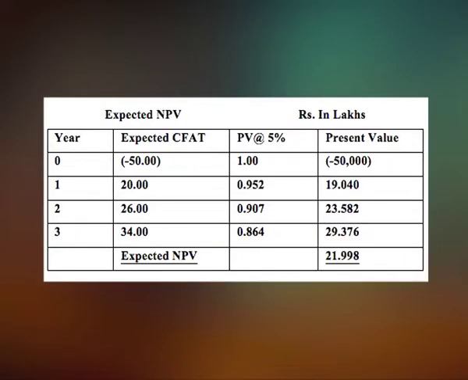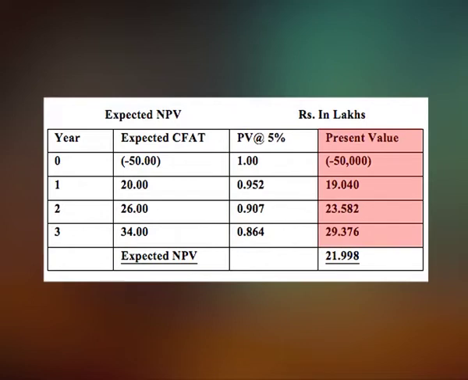Now, we will have the expected net present value. For the expected net present values, the years are given to us, the expected cash flow after tax, then the present value factor at 5%, and then the total present value. We can see in the table the years given to us 0, 1, 2, 3. Expected cash flow is given as minus 50, 20, 26, 34, then the present value factor at 5% for years 0, 1, 2, 3 is given as 1, 0.952, 0.907 and 0.864 for the third year.